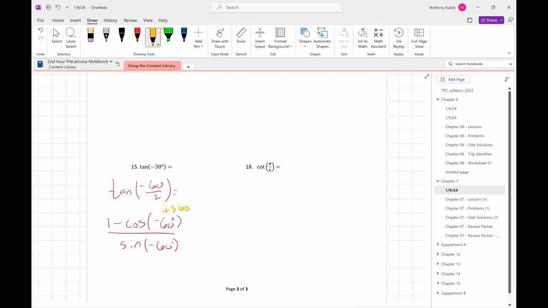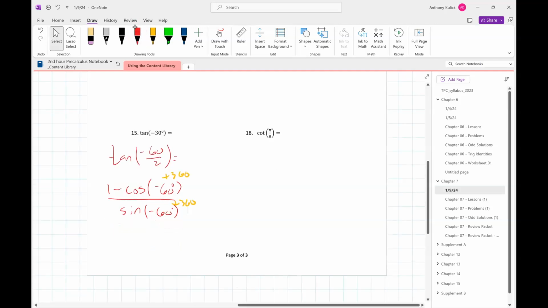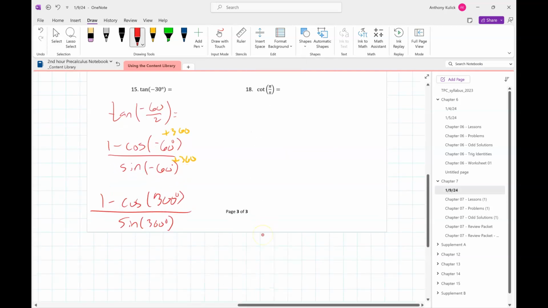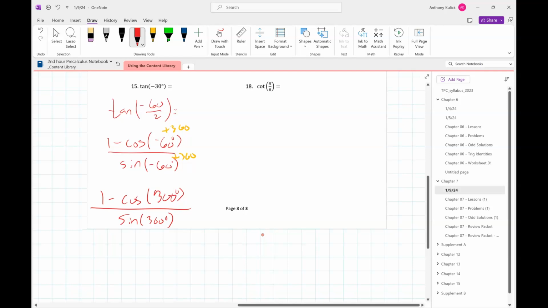And here I'm going to go ahead and convert those negative 60s to unit circle angles now. And we'll go to our unit circle. Cosine of 300 is 1/2. Sine of 300 is negative root 3 over 2.